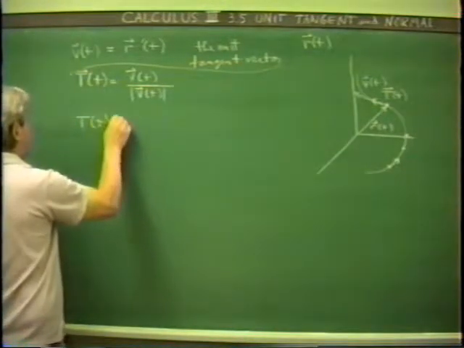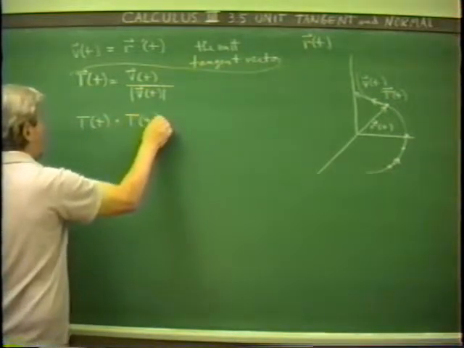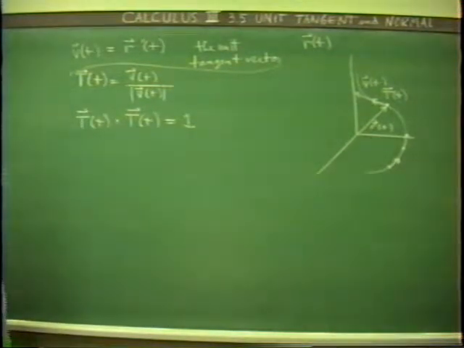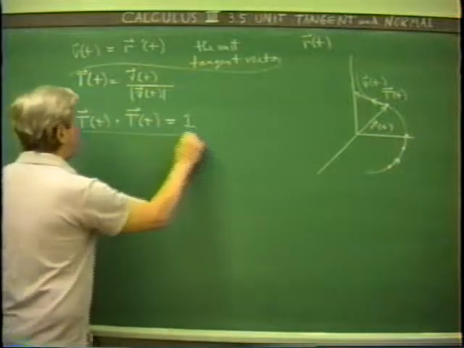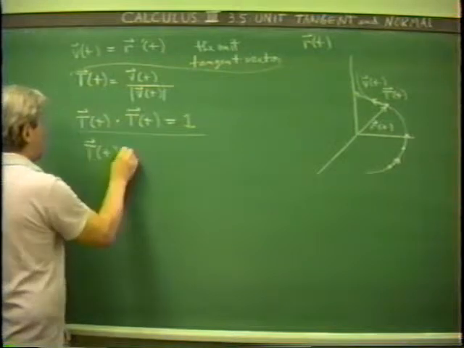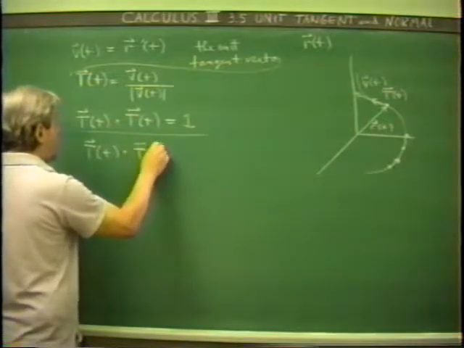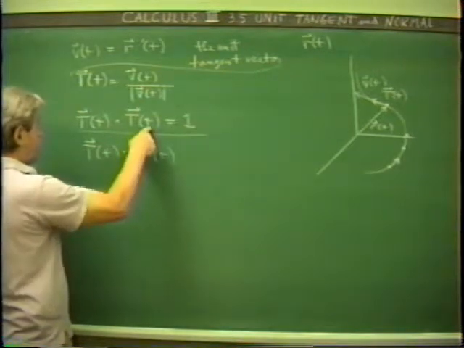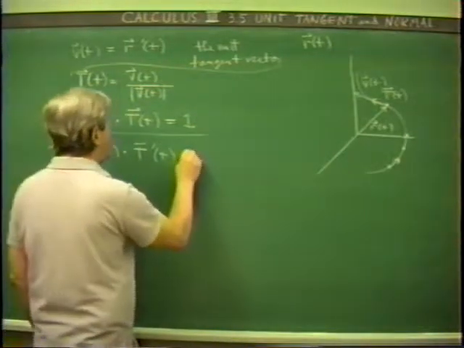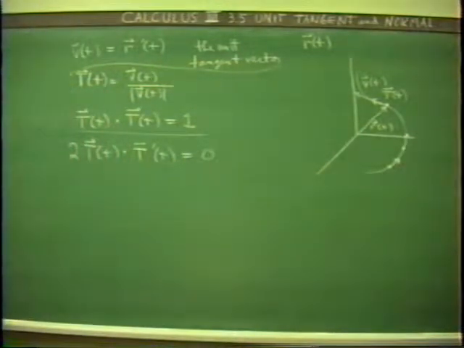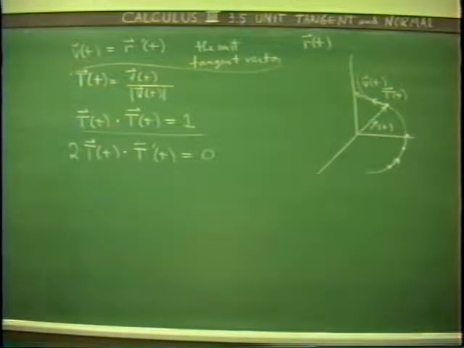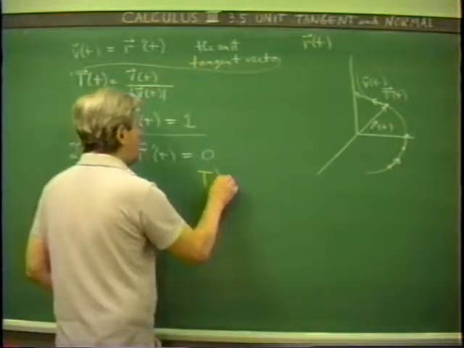Now, the thing to know is this. If we take T(t) and dot it with itself, since this is a unit vector, then we're going to get the magnitude of the vector, which is 1. Now, if we differentiate both sides of this, we get T(t) dotted with the derivative of T(t), plus T(t) dotted with the derivative of T(t), or let's say 2 T(t) dotted with the derivative of T(t) is equal to 0. So that's it. The derivative of T(t) is perpendicular to T(t).